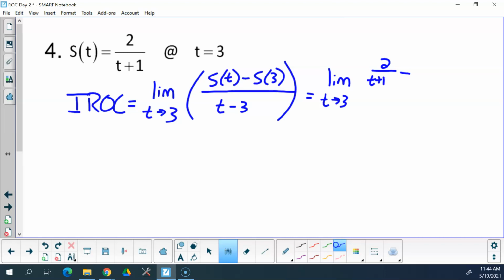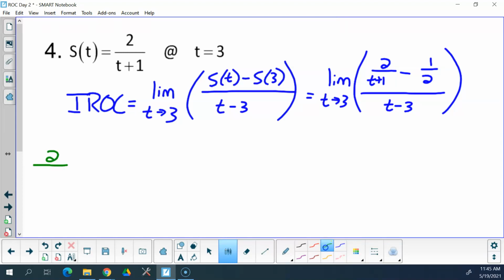Minus s of 3. So I've got to put 3 into my function. 2 is 2. 3 plus 1 is 4. 2 divided by 4 is 1 half. Fractions within fractions. Okay, so let's look at just the top first. Let's break out the top and see if we can get a handle on that.